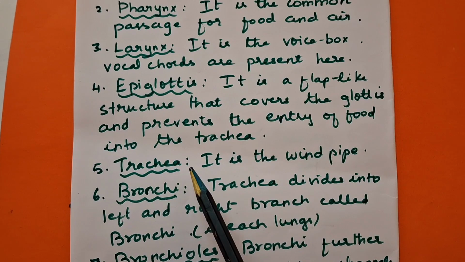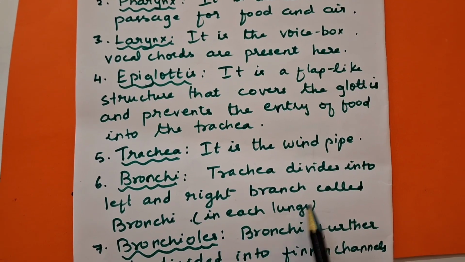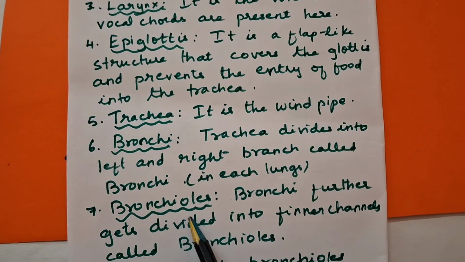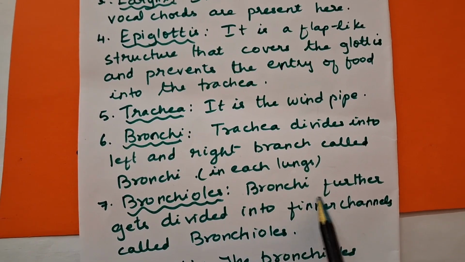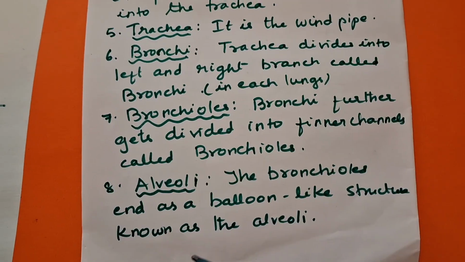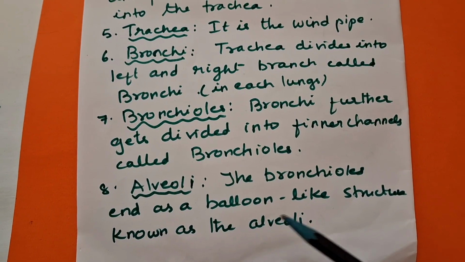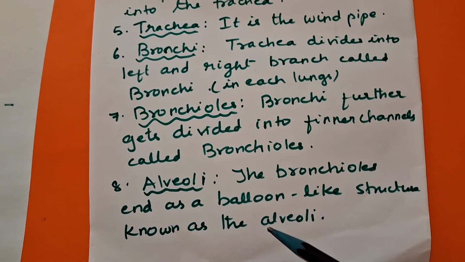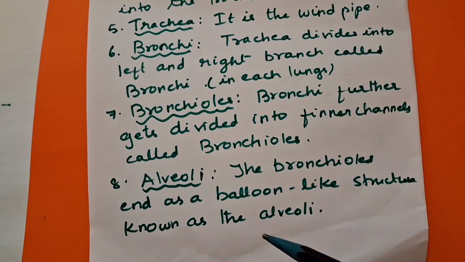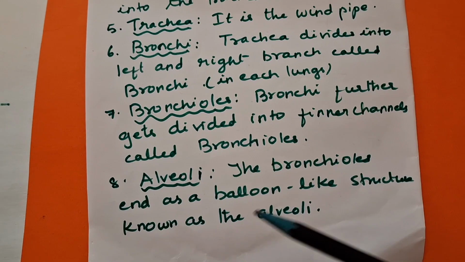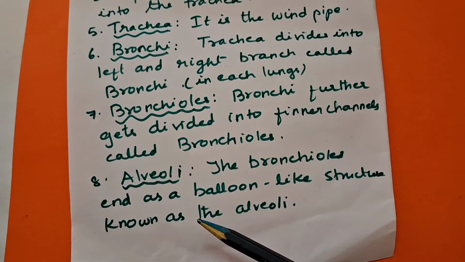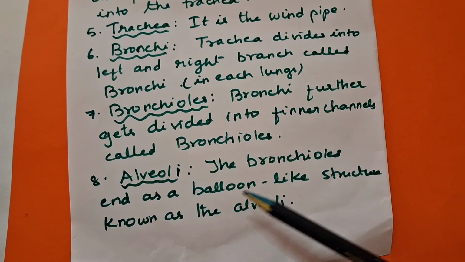Next is the bronchi. The trachea divides into left and right branches, one into each lung, which are called bronchi. Then bronchioles. They get divided further into finer small branches called bronchioles. These bronchioles end as a balloon-like structure known as alveoli. These alveoli are surrounded by a fine network of capillaries, so they help in the exchange of gases. Alveoli are thin-walled, which facilitates the diffusion of oxygen into the blood.